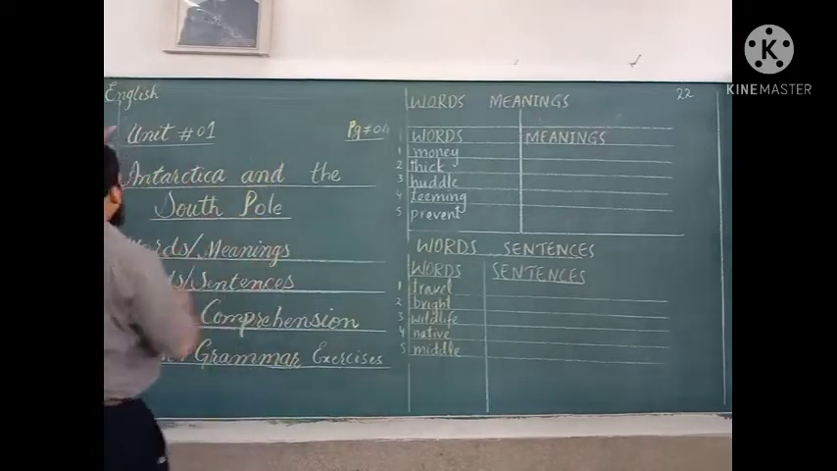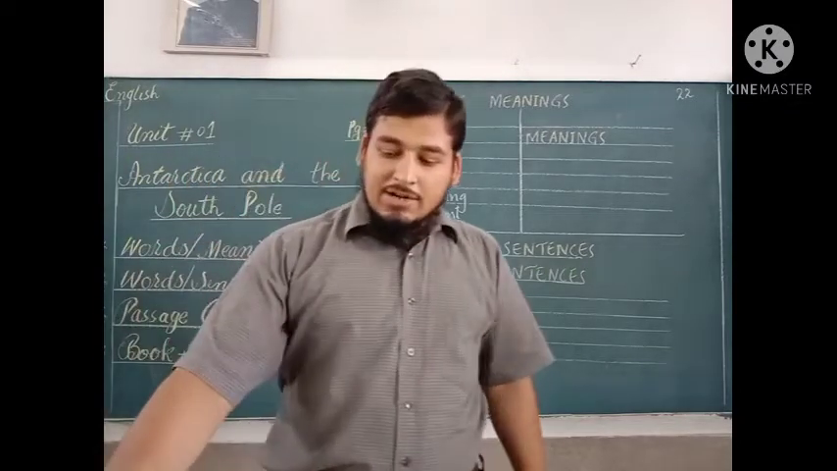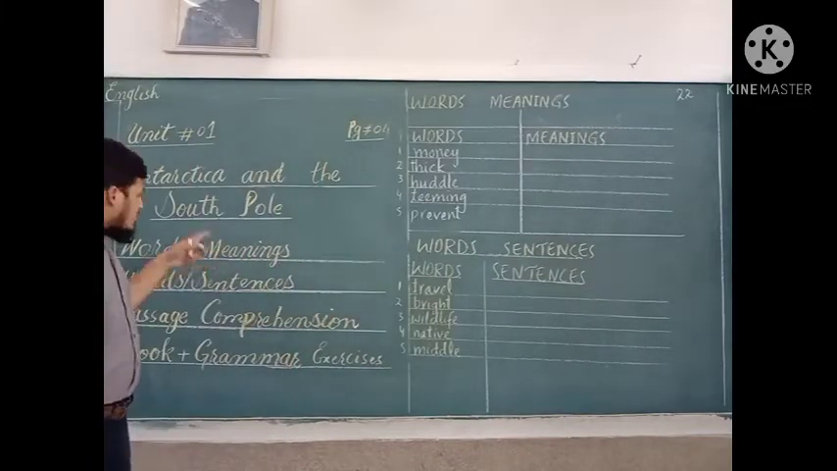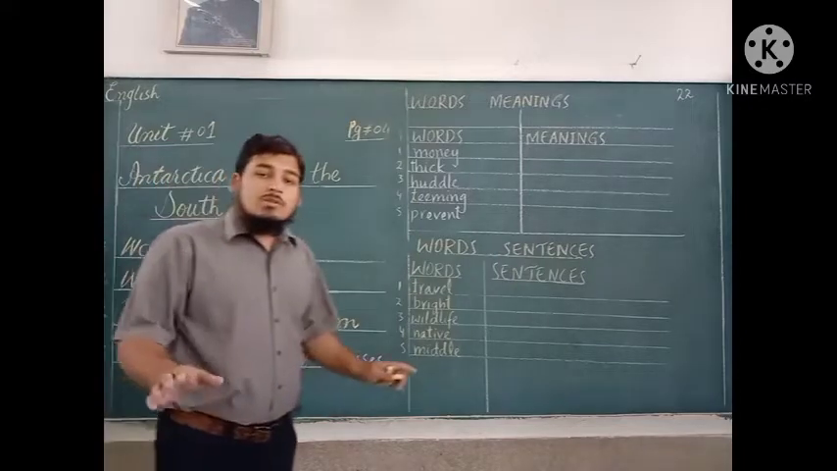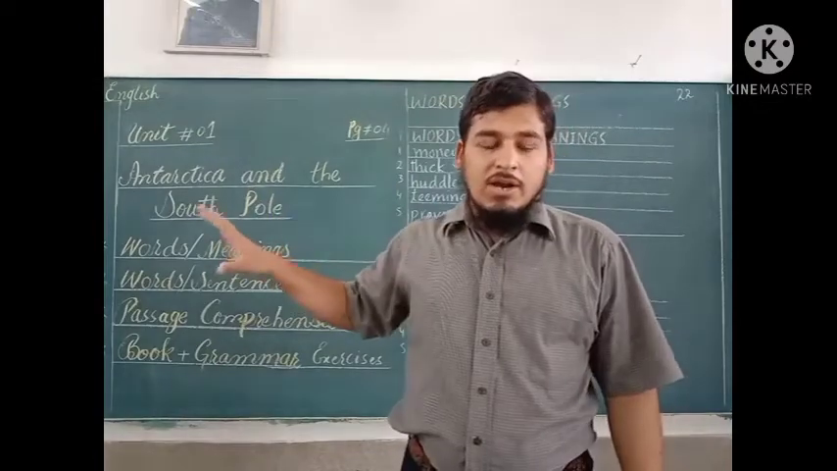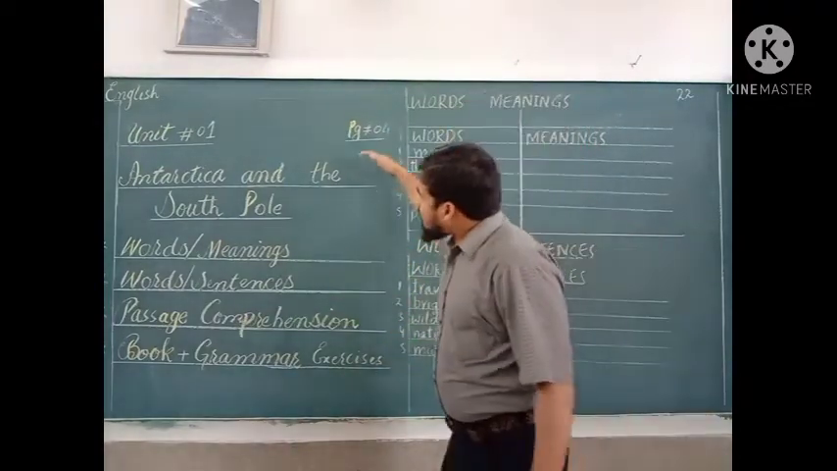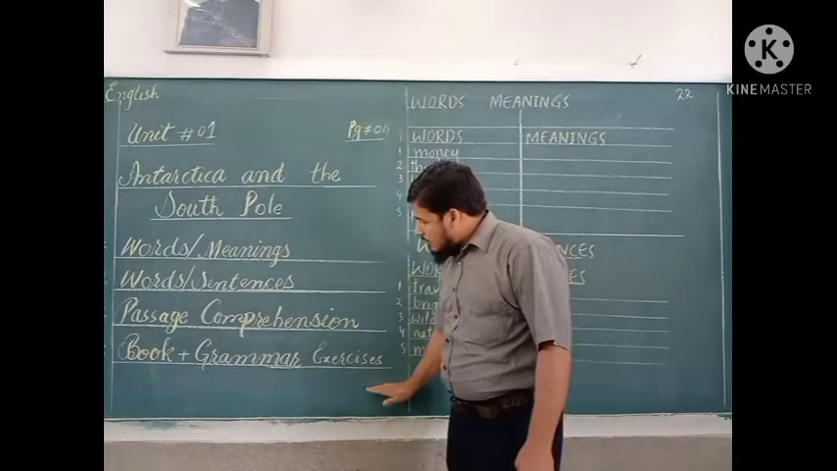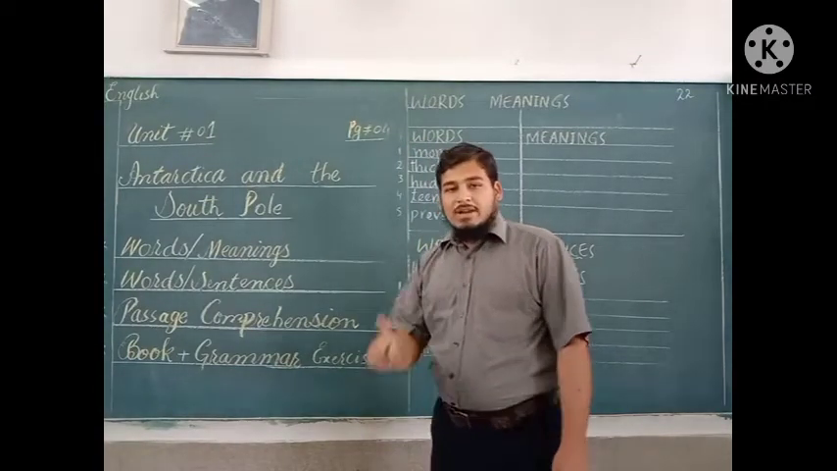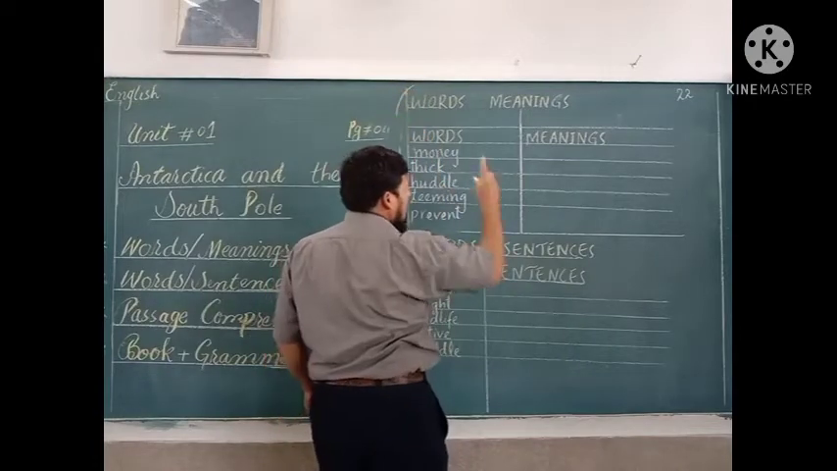Here you can see unit number 1, page number 4, Antarctica and the South Pole, and after that the word meanings and the word sentences. So you have to write down the same: word meanings, word sentences, the comprehension passage, and book exercises along with grammar exercises. Because we have only one board here, we cannot write everything, but you have to write all this on a single page. Again, listen please: from the very start till the book and grammar exercises, it must be on a single page. And on the second page, you write from words meaning.